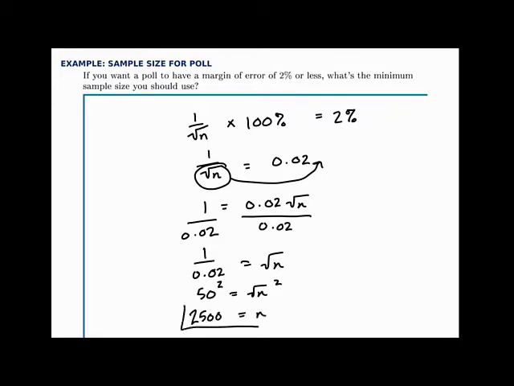So that's our answer, that if we sampled at least 2,500 people, we would be guaranteed to have a margin of error of 2% or less. And if we sampled more than 2,500, our margin of error would be less than 2%. But as long as we sample 2,500, we'll be guaranteed to have a margin of error of 2%.